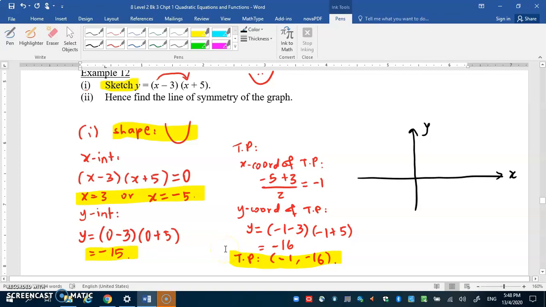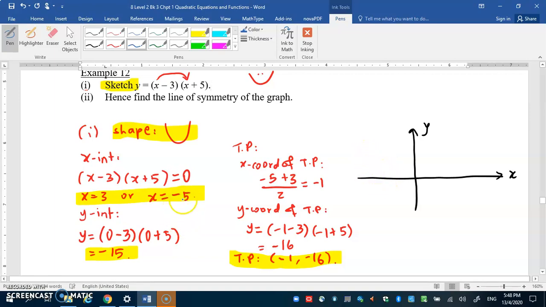Okay, continuing with example 12. So I've drawn my x's. I know these are my x-intercepts. I know this is my y-intercept, this is my turning point, and my shape is going to be a happy face.